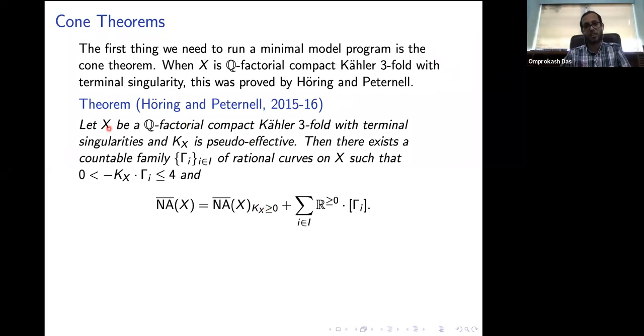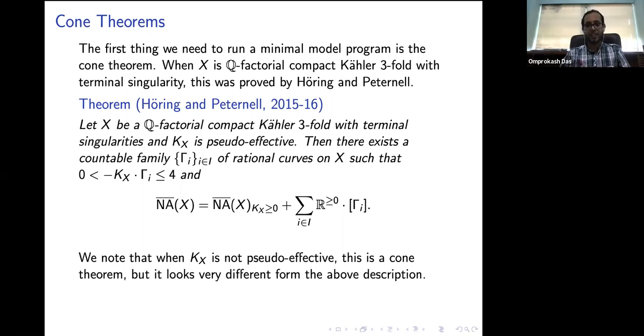Okay, so here's something very critical. When X is a Q-factorial compact Kahler threefold with terminal singularity, and Kx is pseudo-effective, this condition is extremely important. Okay, I'll explain later. Then there exists a countable family of rational curves satisfying this bound such that this decomposition holds. So it looks exactly like the regular Mori cone of curves. Here I mean when Kx is not pseudo-effective, okay, there is a cone theorem, but it looks very different from the above description.